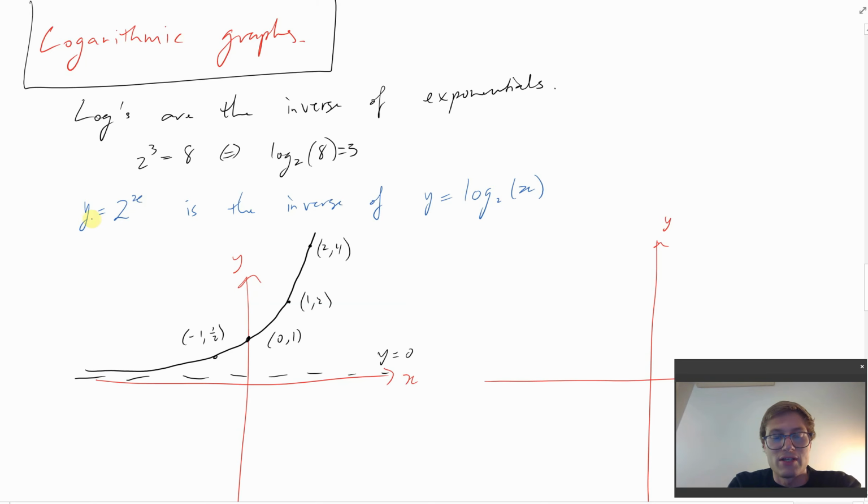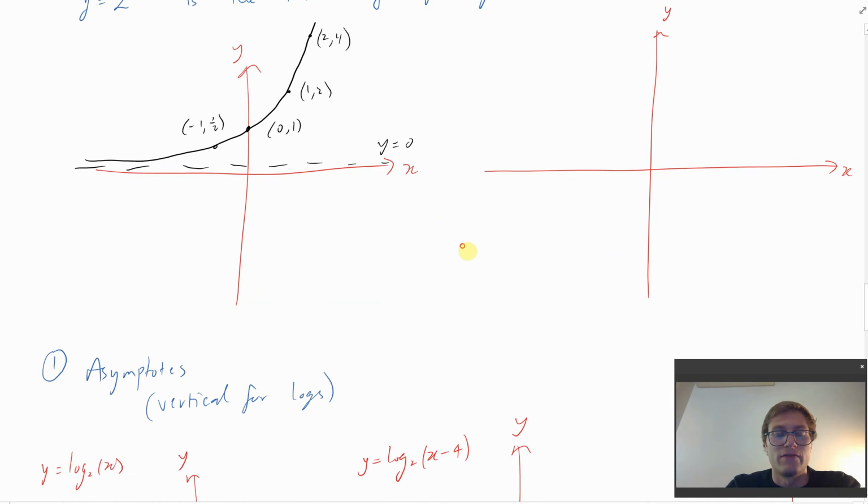So if you swapped x and y and then solved for y from y equals 2 to the power x, you get y equals log base 2 of x. As you remember, for inverse functions, it's a swapping of x and y. And if you swap x and y for all of these coordinates, you'll get the shape of the log. So first, the y-intercept becomes an x-intercept. No longer (0, 1), but (1, 0). The point (1, 2) becomes (2, 1). And the point (2, 4) will become (4, 2). And the point (-1, 1/2) will become (1/2, -1).